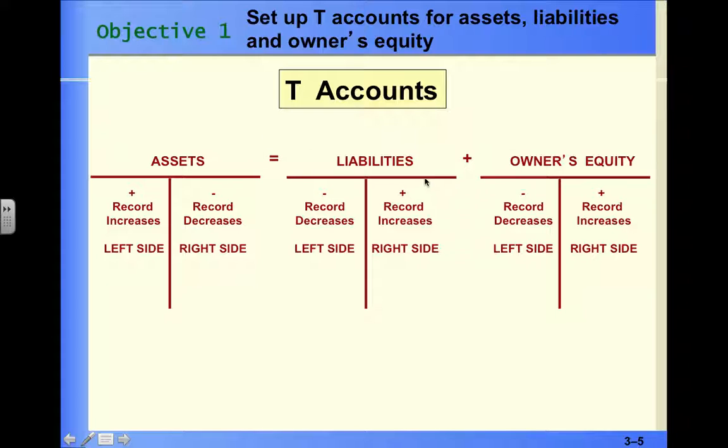Liabilities are on the right side of the equal sign, so liabilities increase with credits and decrease with debits. Owner's equity, except for two accounts, increases with credits because credits are on the right side and debits are on the left.